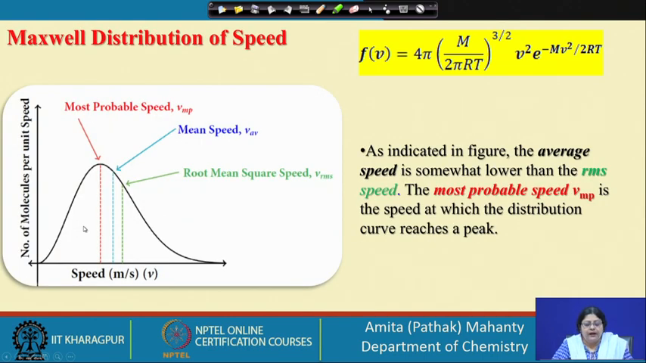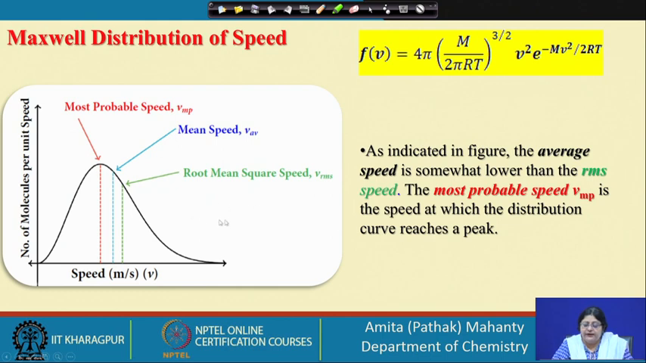Okay. Now, there are 2 or 3 important factors which we need to look into. What is the most probable speed, what is the mean speed, and what is the root mean square speed, which we have already discussed, how we evaluated it. In this figure, we can numerically evaluate these expressions for average speed, RMS speed as well as the most probable speed. I gave you one slide in the previous class from where you can evaluate, but I will skip it right now.